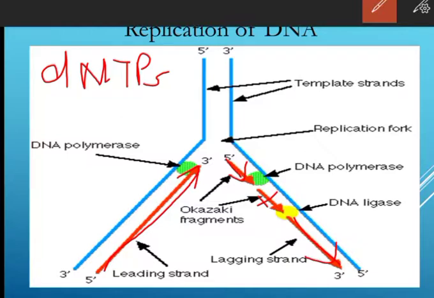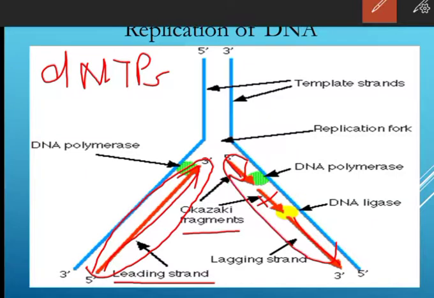So it is discontinuous, that is in small fragments, and these fragments are called the Okazaki fragments. Here you can see the continuous replication takes place and the new strand which is formed is the leading strand, whereas here the replication is discontinuous and the fragments which are produced are the Okazaki fragments, thereby forming the lagging strand. Now this strand which is formed is the lagging strand. These fragments synthesized are later joined by the DNA ligase enzyme.